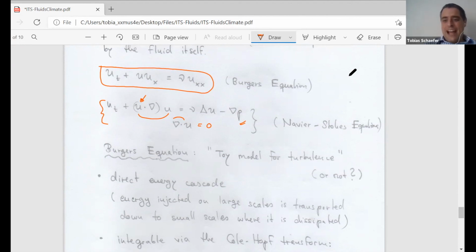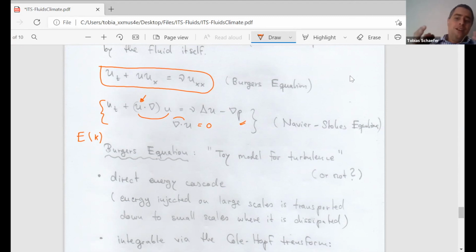It actually has a direct cascade. So what you do is, often in these systems, you look at the energy depending on K, where K is basically the wave number. So if you Fourier transform your system, you can sort of look at how the energy is distributed over the different scales. And what happens is that in Burgers and 3D Navier-Stokes, you have a direct energy cascade, which means that if you inject energy on large scales, nonlinearity transports this energy down to small scales. And at small scales, diffusion kicks in and dissipates this energy.